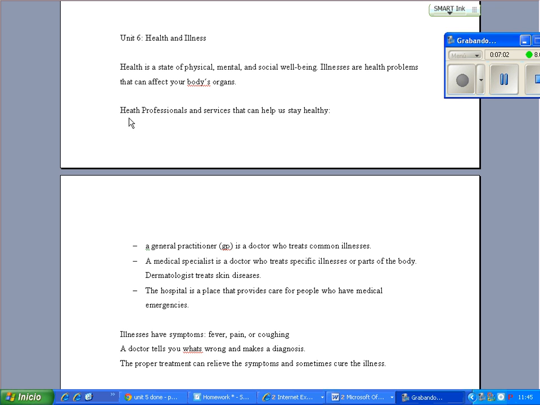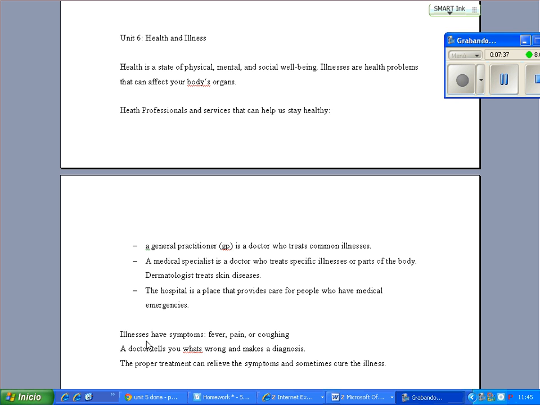Health professionals and services that can help us stay healthy include a general practitioner, GP, which is a doctor who treats common illnesses. A medical specialist is a doctor who treats specific illnesses or parts of the body. For example, a dermatologist treats skin diseases, which is a specific part of the body. The hospital is a place that provides care for people who have medical emergencies.